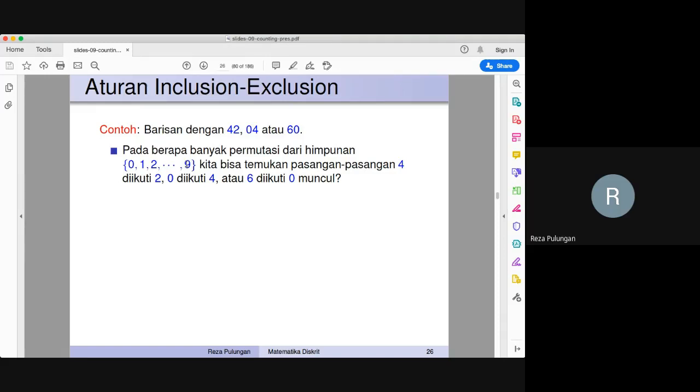So you take any permutation you like, but the permutations that we are going to take must follow a specific characteristic, namely this one. Inside of this permutation, 4 must be followed by 2, or 0 must be followed by 4, or 6 must be followed by 0. So you have the idea. How many possible permutations are there that satisfy this rule?